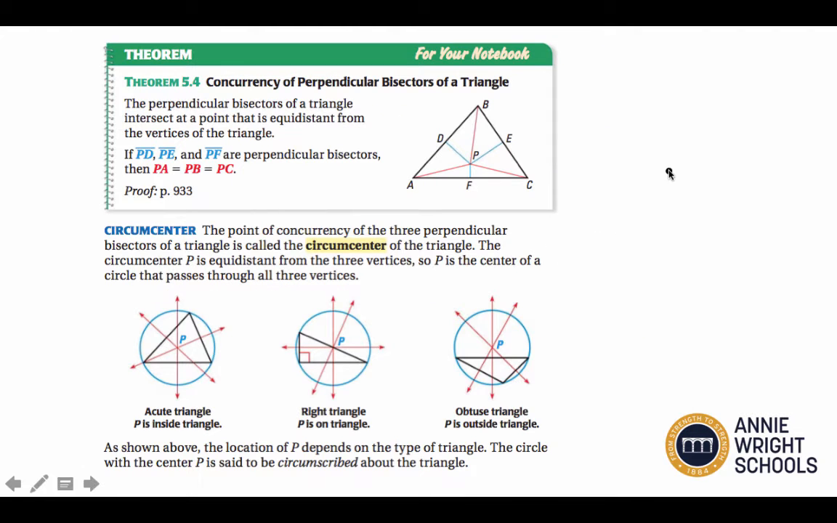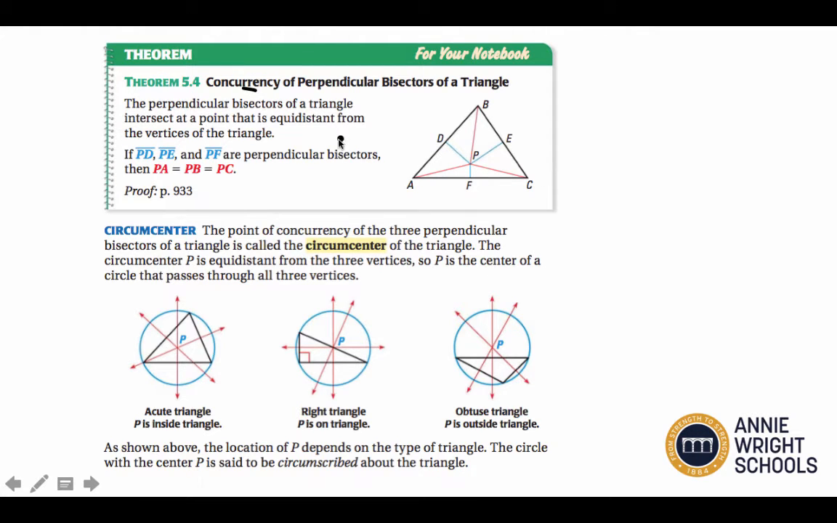This is where I think the interesting thing happens. Concurrency. This is Latin. Currency meaning running, and con meaning with, so running together, running with. If you draw the perpendicular bisectors of each side, so the perpendicular bisector here, PE, the perpendicular bisector DP, and the perpendicular bisector PF, turns out that all those perpendicular bisectors meet at a point called P, the point of concurrency, and that for perpendicular bisectors is called the circumcenter.